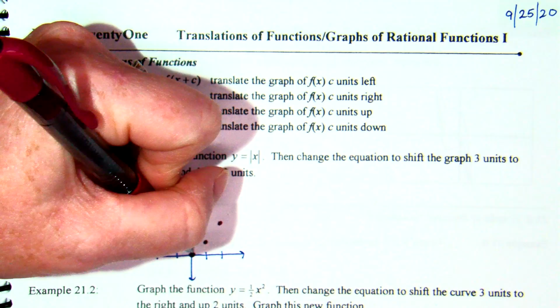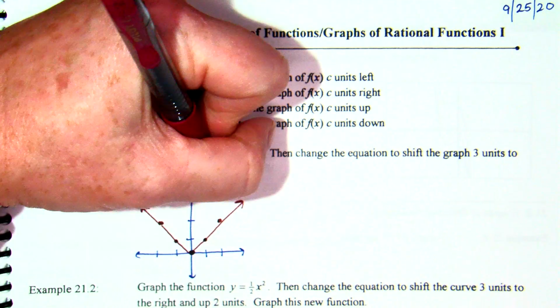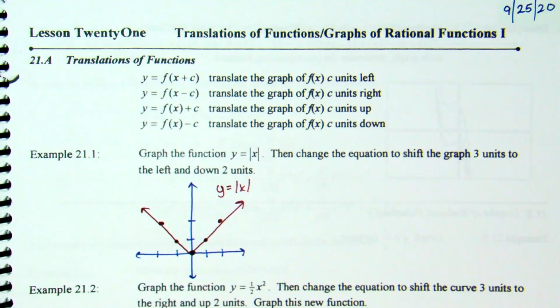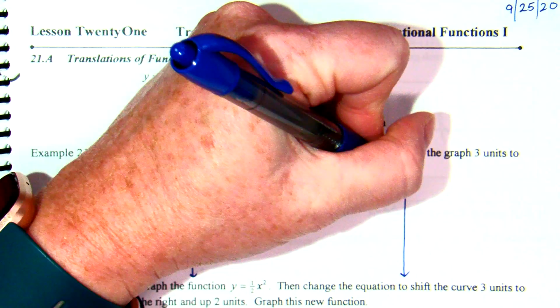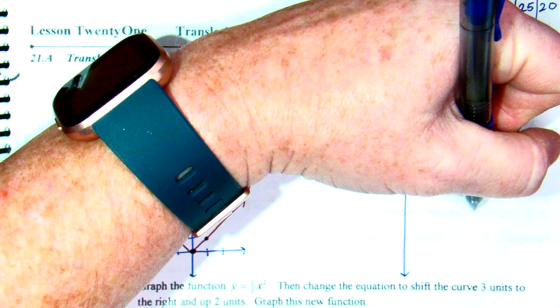Okay, so what if we change the equation to shift the graph 3 units to the left and down 2 units? So what's my graph doing now? And if you recall, the easiest thing is to move the vertex and then move the rest of it with it.